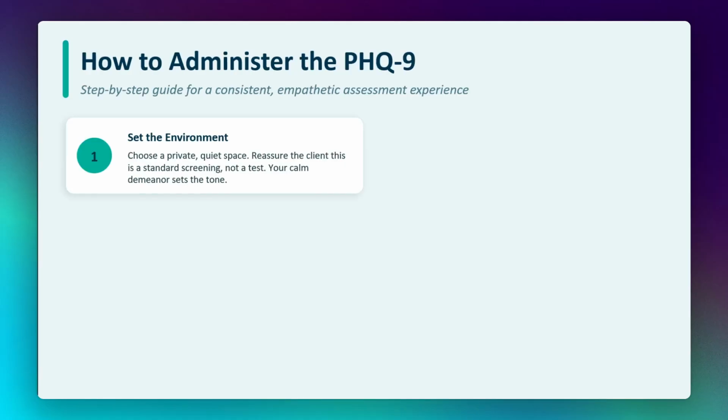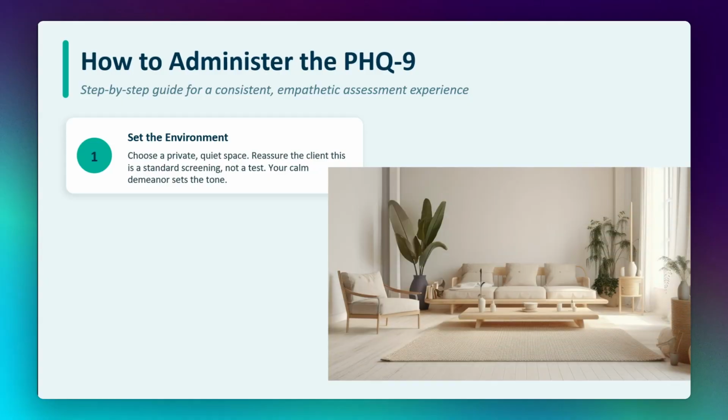Now let's talk about the best practices for administering the PHQ-9 to your clients. The way you introduce it and the environment you create will directly affect the quality and honesty of the answers you receive. Step 1 is setting the environment. This means a private room or corner, a calm tone, and a brief explanation that this is a routine screening, not a judgment call about them. Many clients feel vulnerable, and your demeanor communicates safety.